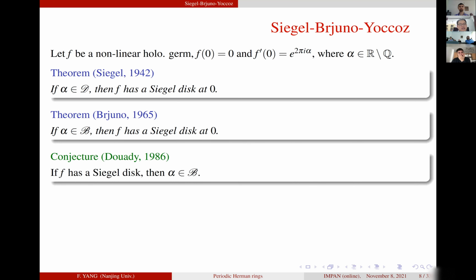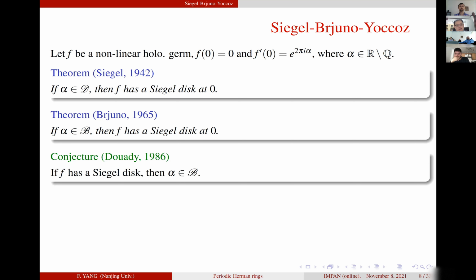Actually, in the 1980s, Douady had a conjecture. It says that if this map has a Siegel disk, then alpha belongs to Bruno type. If a Siegel disk has a rotation number not of Bruno type, this Siegel disk is called exotic. This is a strange Siegel disk. Until today, I think there is no exotic Siegel disk, and all the evidence suggests that this conjecture is true.